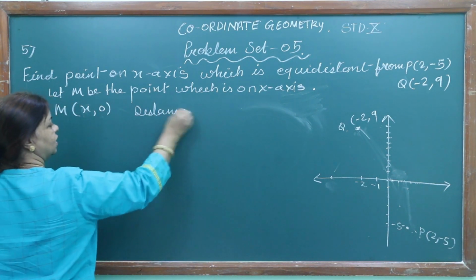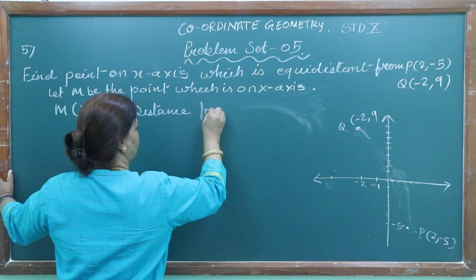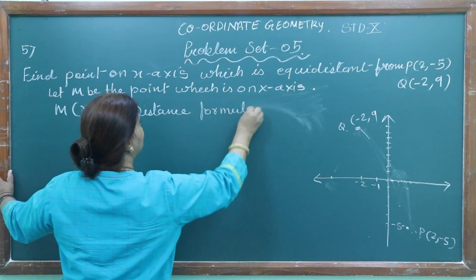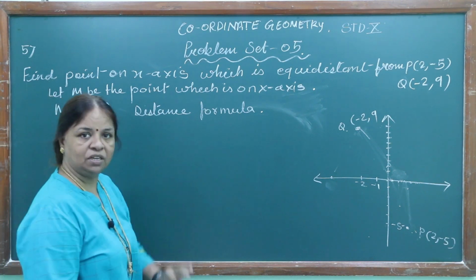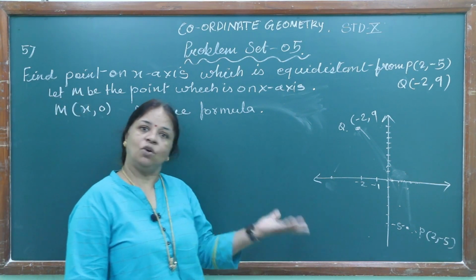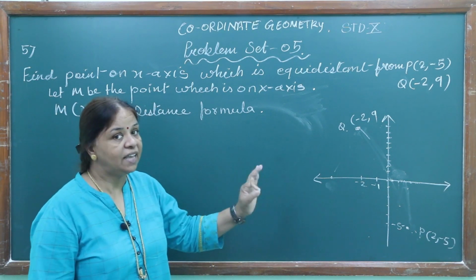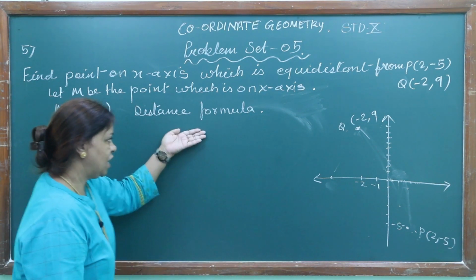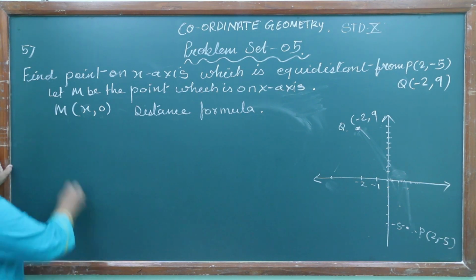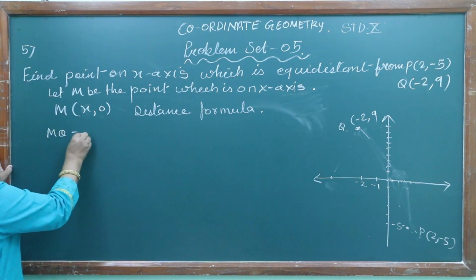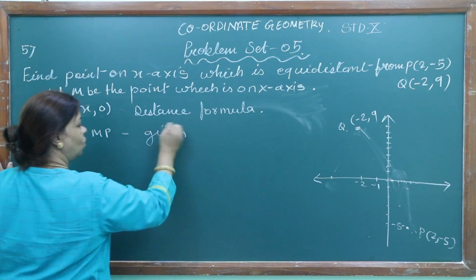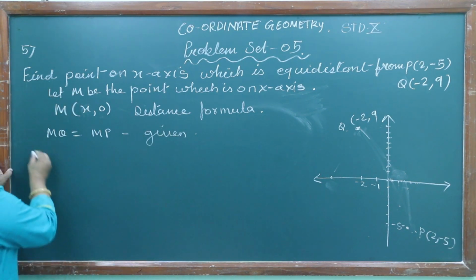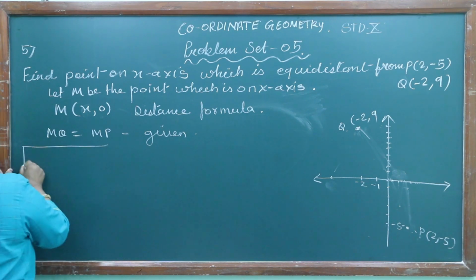We can use the distance formula. Now what do we need to find out? We need to find the point. The y coordinate of that point we got, but we did not get the x coordinate. So we can use the distance formula, and we know MQ is equal to MP, it is given. Okay, let us find MQ by the distance formula.